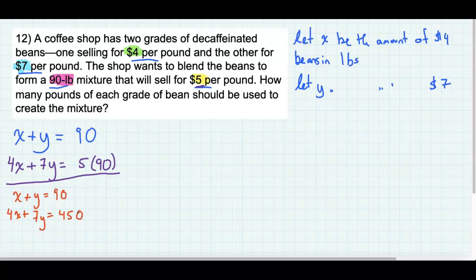Alright, so now we have to decide, am I going to do substitution or elimination? It doesn't really matter, we could do either, but since we have x and y isolated, I'm going to go with the route of substitution. So let's isolate x. I'm going to have to subtract y from both sides, so x is equal to 90 minus y. Okay, now I'm going to go ahead and substitute.